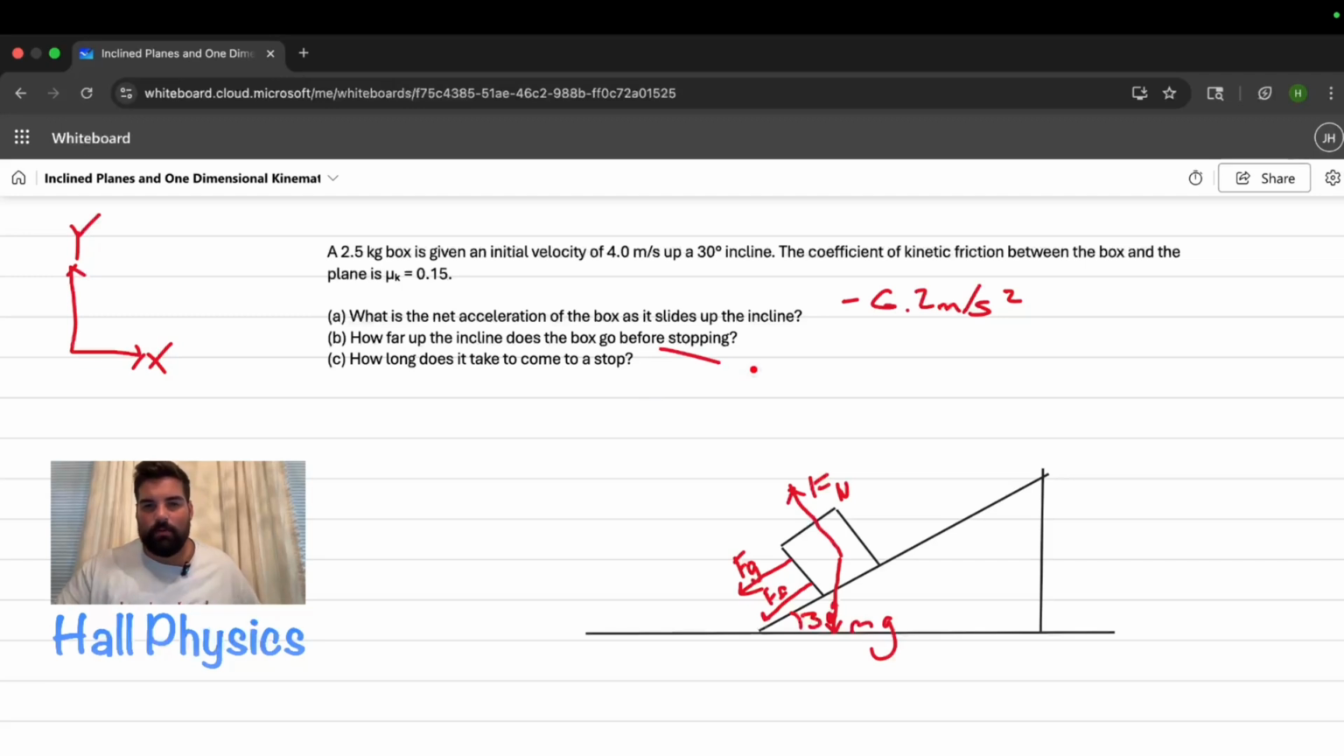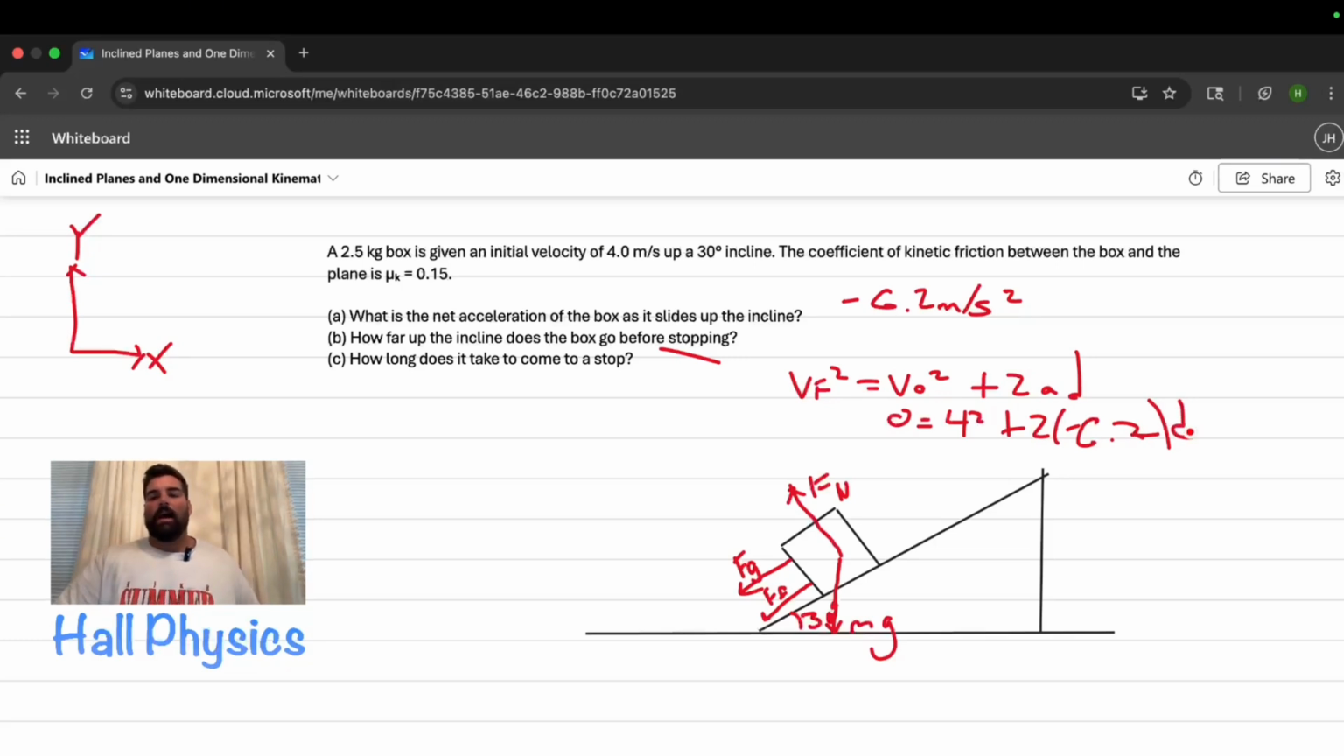All right, for this problem, I'm going to use the kinematic equation: final velocity squared is equal to initial velocity squared plus 2 a d. Well, we know that our final velocity is 0 wherever we stop on the incline. Our initial velocity is given to us in the problem, and it's 4. So we do 4 squared plus 2 times negative 6.2 times d.